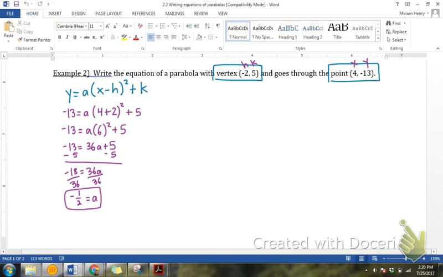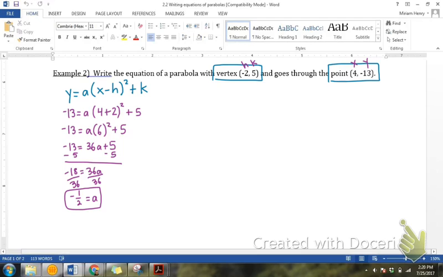Your A value should be negative 1/2. Not 2. 36 divided by 18 is 2, but 18 is on top in our problem. It should be a negative because your 18 should be negative. Okay, so your A is negative 1/2.